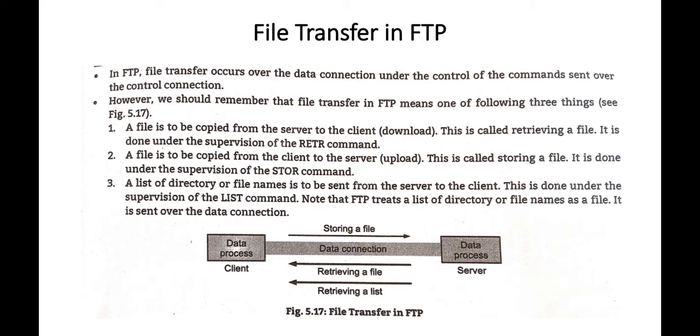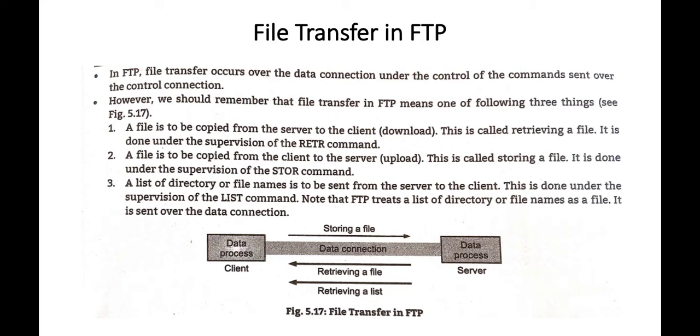In FTP, file transfer occurs over a data connection under the control of the commands sent over the control connection. It means that before transmitting the data, first of all you establish a connection. For the control connection, we use some commands. There are different types of commands we already discussed in the last video lecture, just like the help command, close command, quit command, cd command, then type command, struct. There are various types of commands that can be used by client and server for communication over the control connection.